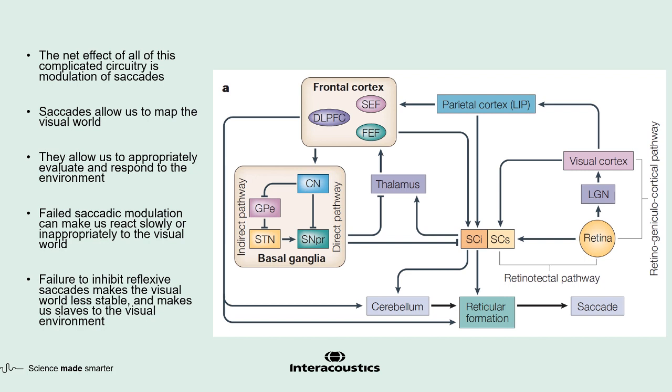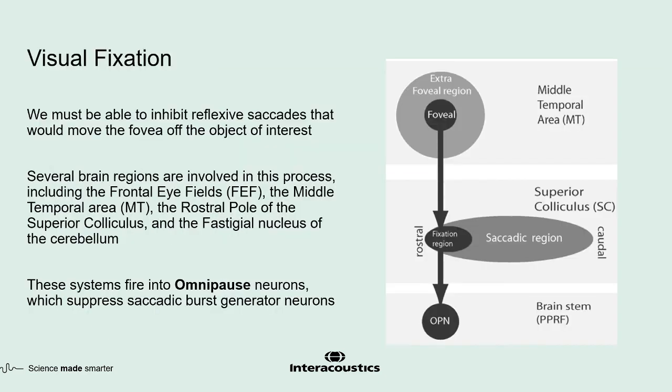And when people can't inhibit saccades to targets, this is sort of the essence of most visual vertigo circumstances, where people can't shut off reflexive drives to have their eyes hit various targets, which creates a host of problems. Now, in order for your brain to be able to function properly in a visual environment, one of the first things you need to be able to do is inhibit reflexive saccades so that you can have visual fixation. So we have to be able to inhibit reflexive saccades that would move the fovea off the object of interest if we're going to respond to the world appropriately.